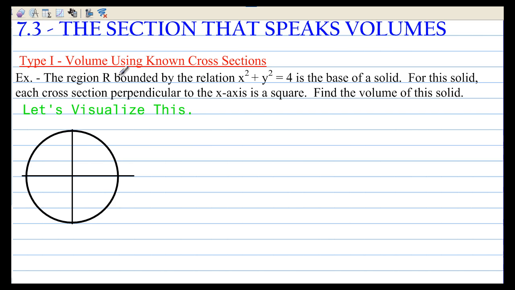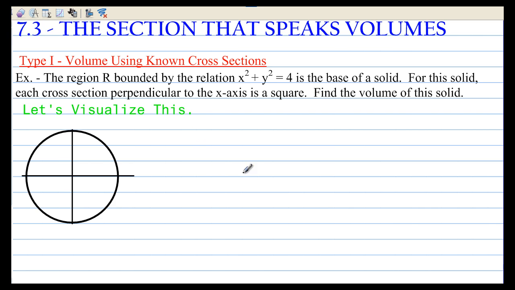Here's the example. The region R bounded by the relation x squared plus y squared equals 4, this is a circle, is the base of a solid. So like a pop can. The base of a pop can is a circle. For this solid, each cross-section perpendicular to the x-axis is a square. So it really is, well, it's a little different type of can. Find the volume of this solid.